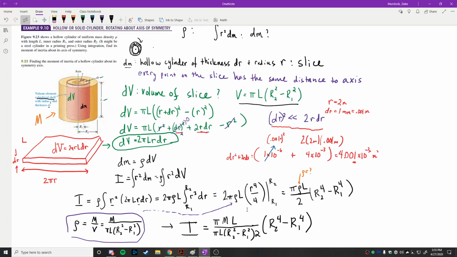The importance of understanding the derivation is so that you can then apply it to another system.